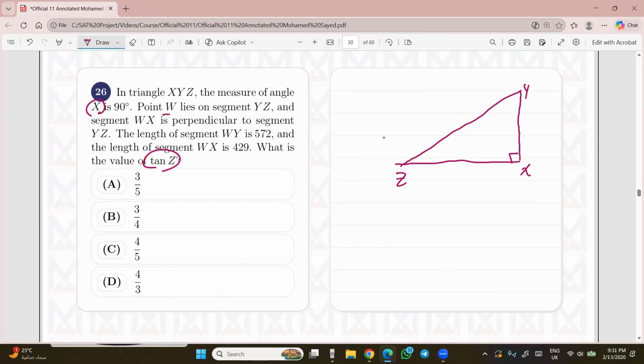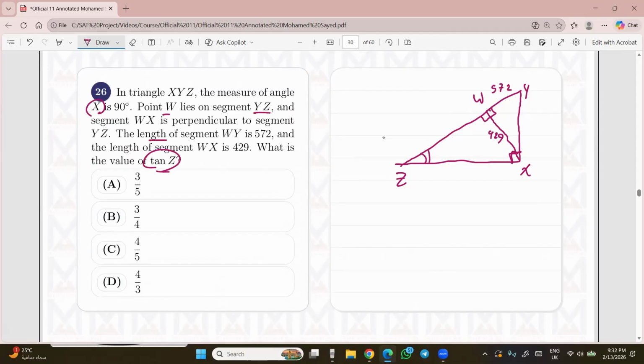And then it says point W lies on YZ. Okay, and segment WX is perpendicular to segment YZ. WX, I mean something like this, is perpendicular to YZ. So here, this is 90 degrees, and it's also 90 degrees, and the original one here is also 90 degrees. This is W. And the question says also that the length of segment WY is 572. WY, this one, 572. And the length of segment WX is 429. This one. And what is the value of tan Z?